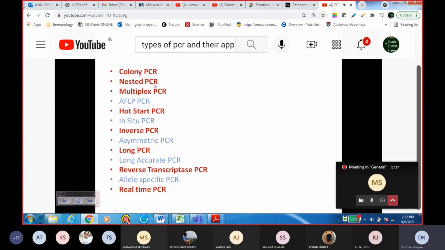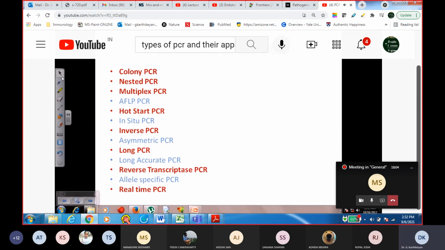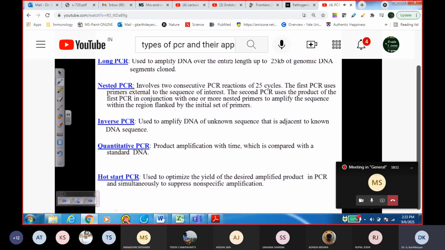The rest of the things are pretty clear, and we'll be talking about each of these different types of PCR, but we are not going to talk again about the detailed mechanism of PCR in all these cases. We only touch those lines which are unique to this type of PCR, and why these modifications are brought about to this PCR. So let's begin.